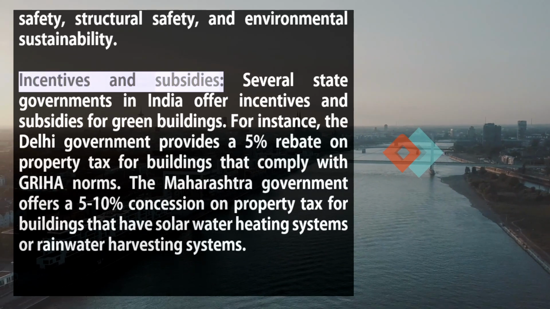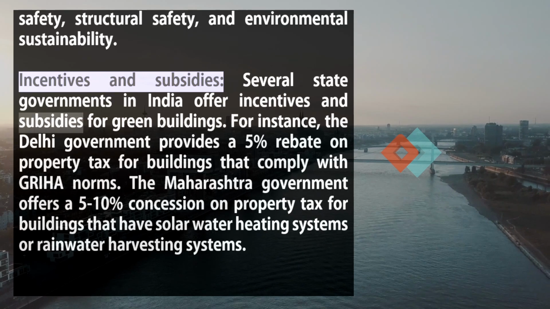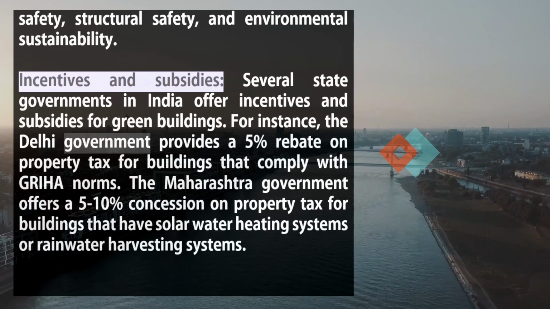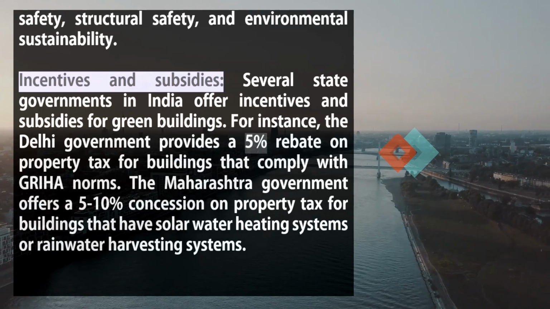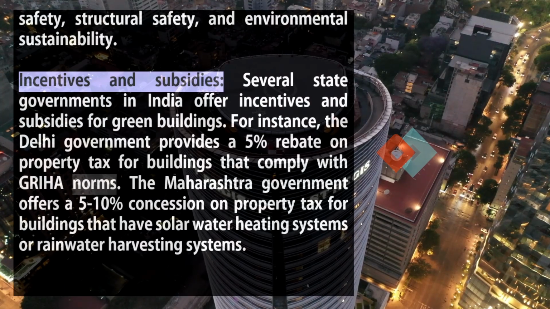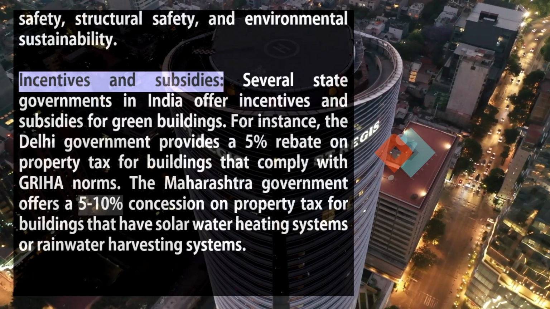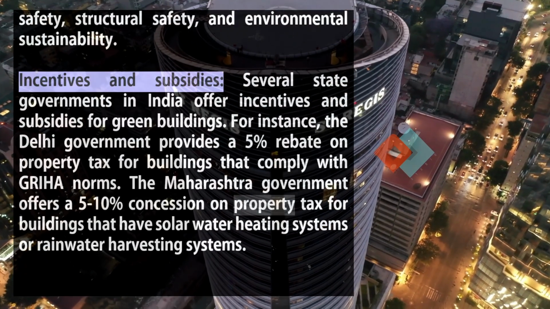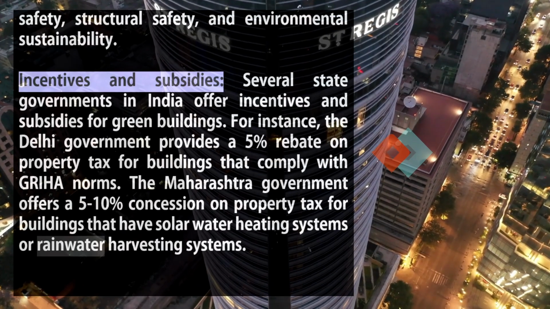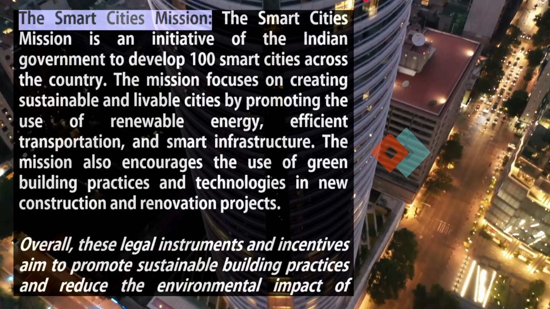Incentives and subsidies. Several state governments in India offer incentives and subsidies for green buildings. For instance, the Delhi government provides a 5% rebate on property tax for buildings that comply with GRIHA norms. The Maharashtra government offers a 5 to 10% concession on property tax for buildings that have solar water heating systems or rainwater harvesting systems.